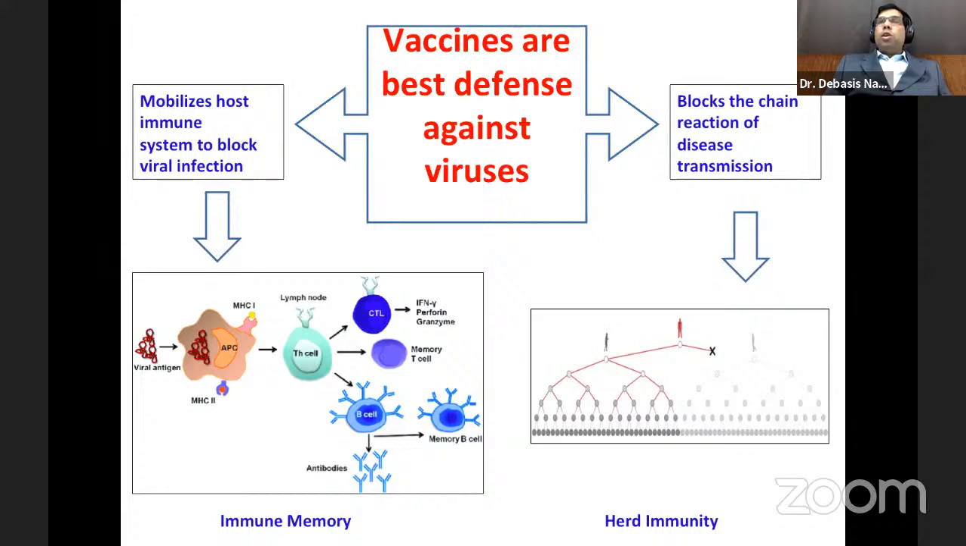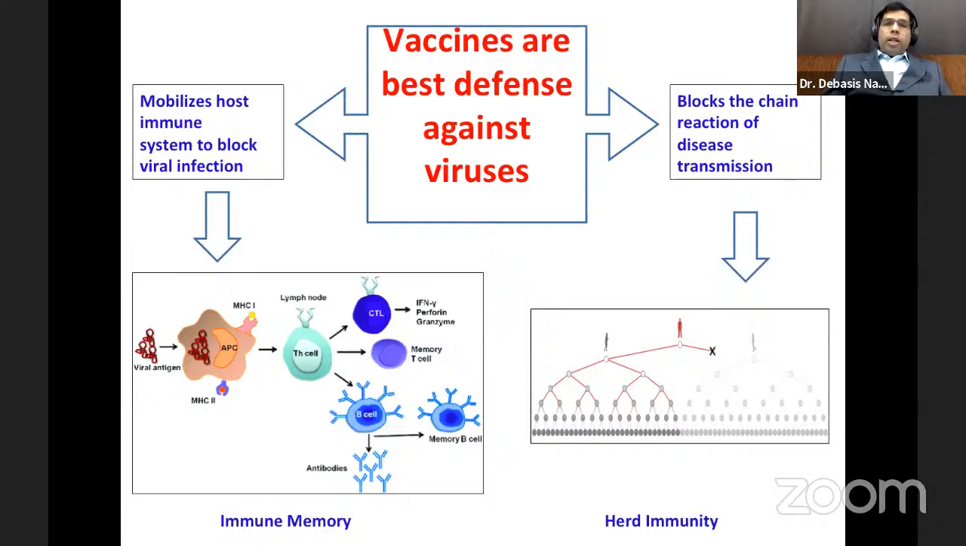So these are the two minimum requirements for a vaccine to succeed. The entire focus of the global community is how we can block or stop the chain reaction, so that once people get vaccinated, they are not supposed to transmit the disease to others. As a result, the natural cycle will go away, and people will get out of the pandemic situation. So these are the two different strategies of a vaccine.